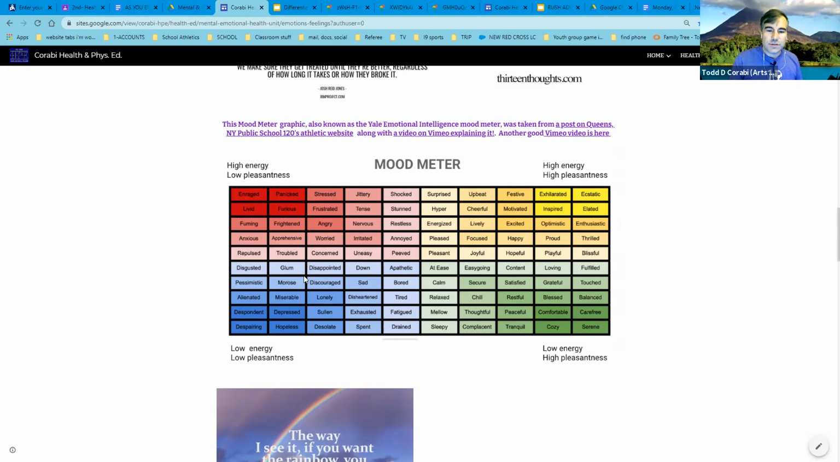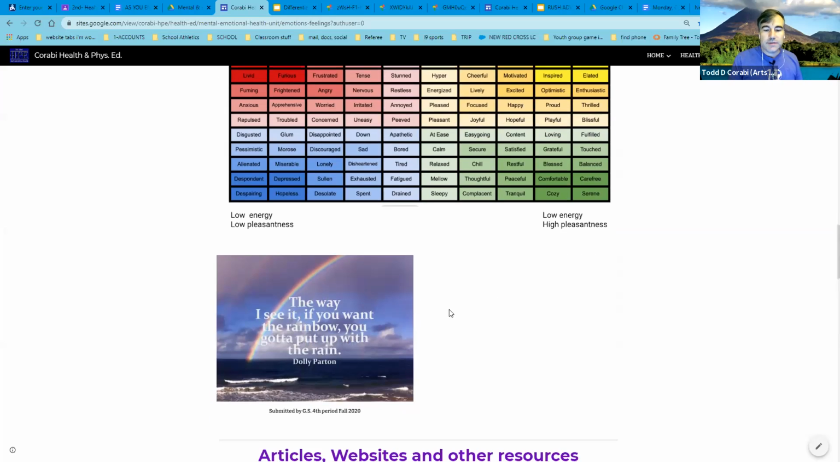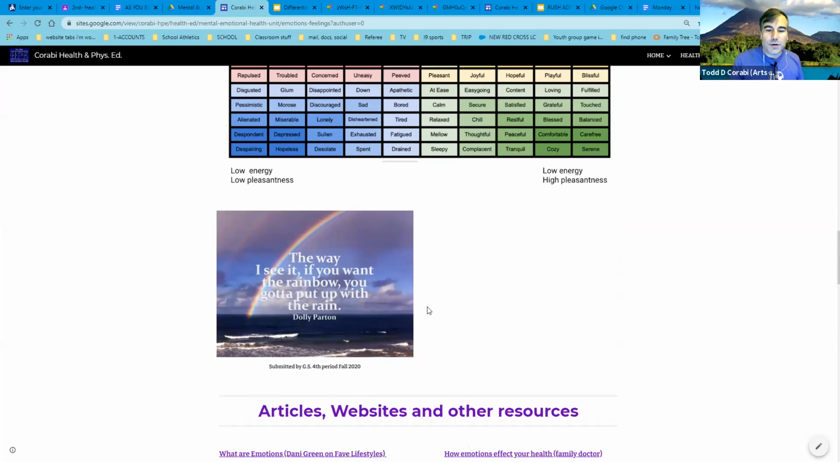So you find yourself on this thing, whether you're blue or pink or red or kind of going towards yellow and gold or down here at green. You find yourself where you are, and then you look and see where you want to be, and then you develop a plan to get there. And that's key. And the way I see it, if you want the rainbow, you got to put up with some rain. That's what Dolly Parton likes to say. So there's another quote for you.